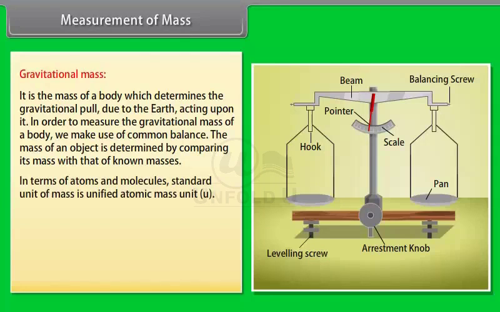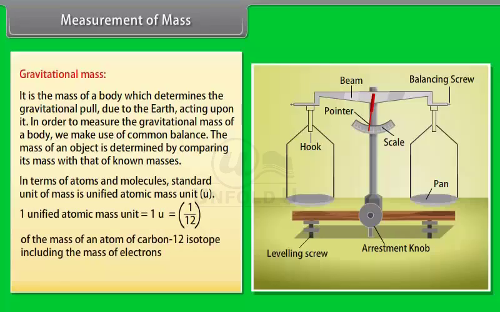In terms of atoms and molecules, the standard unit of mass is the Unified Atomic Mass Unit, that is u. 1 Unified Atomic Mass Unit, 1 u, is equal to 1/12 of the mass of an atom of the carbon-12 isotope, including the mass of electrons, which is equal to 1.66 × 10^-27 kg.